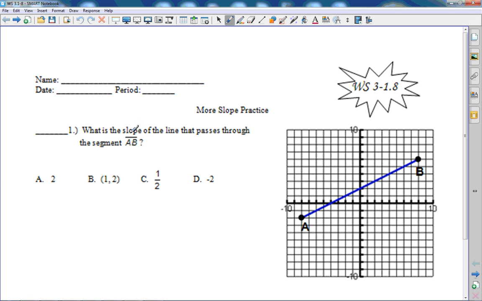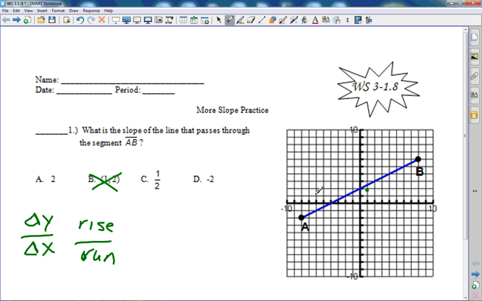Right here it says, what is the slope of a line that passes through the segment AB? Okay, remember, slope is the change in y over the change in x. It is also called rise over run. One thing, first off, looking at this, I know B is not the right answer. That's an ordered pair, 1, 2, over 1, up 2. That's a point. That's not a slope.